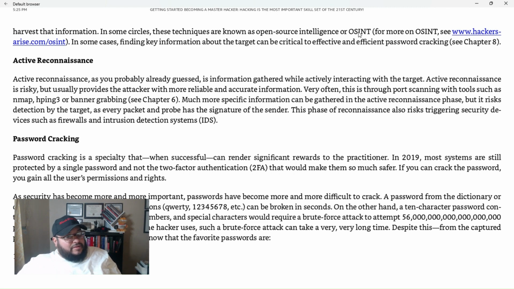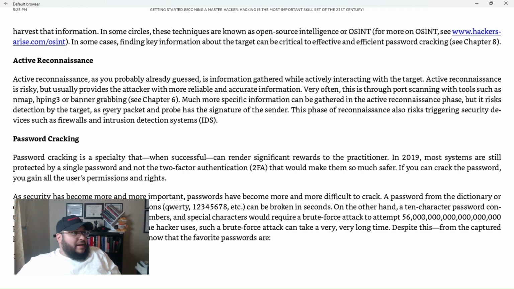So what you guys can do is pause it, zoom in on that, and you can go to those websites too in this book. Finding information about these targets can be critical to effective and efficient password cracking.